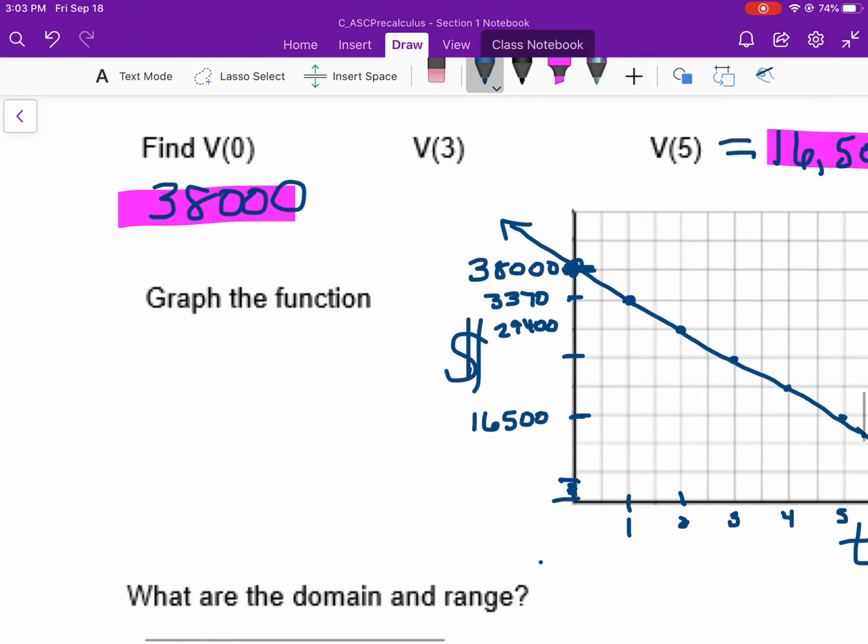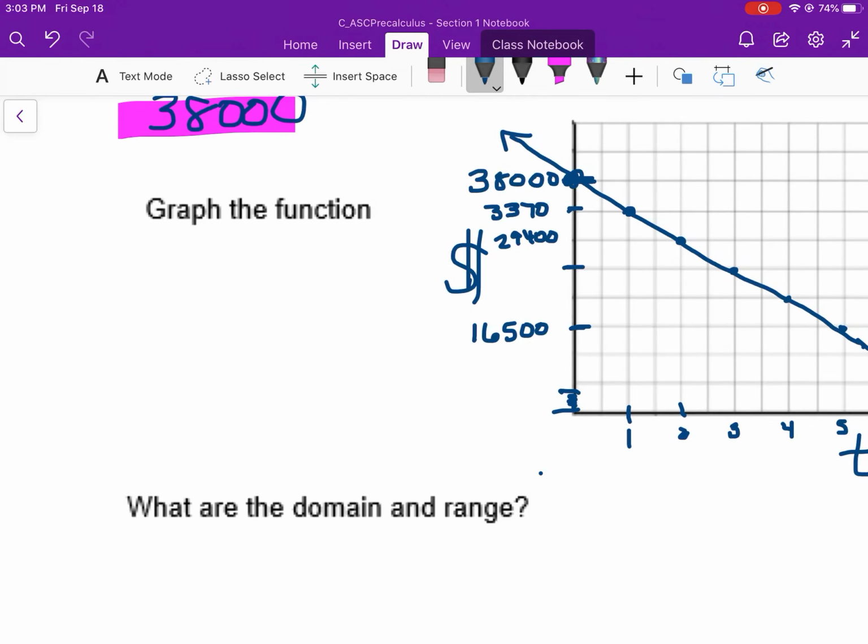What are the domain and range, do you think? What do you think the range is? That's the y value, right? The range is the y value. So what's the highest y value we have? Right, 38,000. So that's going to be the top end of my range. What's the lowest? Remember, this is the value of a truck. So the lowest would probably be 0, because I can't get any lower than 0. That would be my range.